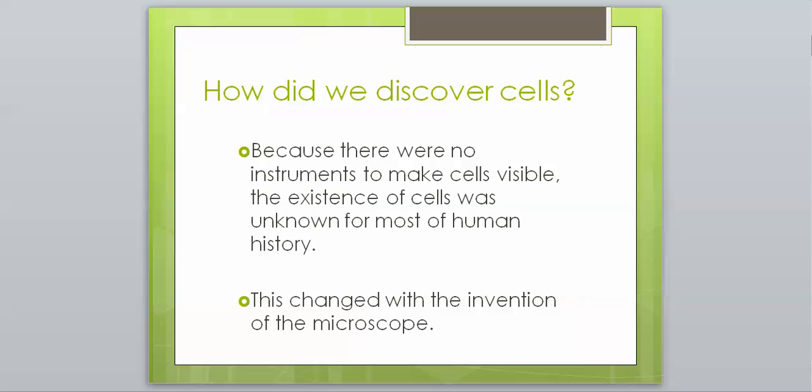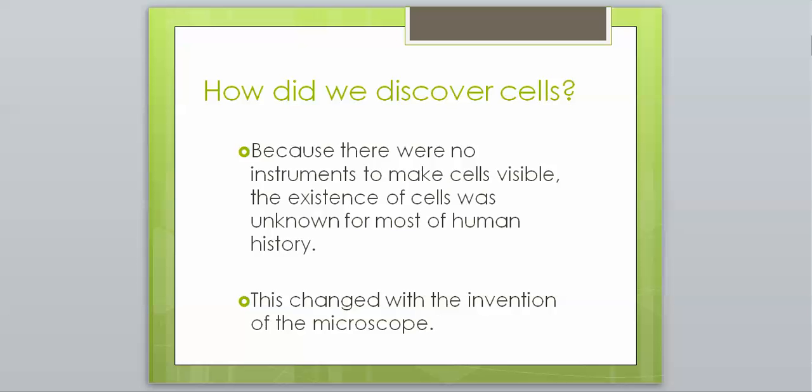So the first step is, how did we discover these cells? Because there were no instruments to make cells visible, the existence of cells was unknown for most of human history. We talked about spontaneous generation and things like that. We did not know what made us up. We had no idea. Most of it was just a lack of technology. The invention of the microscope changed that whole perspective for us. We can look at things in a whole new way with the microscope.